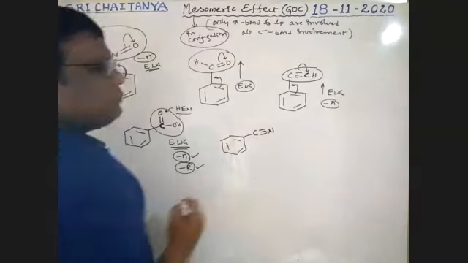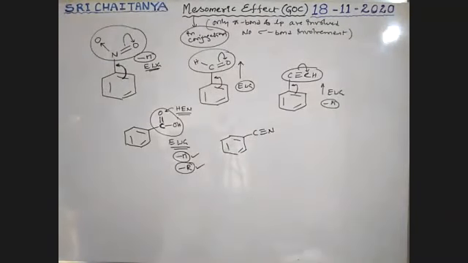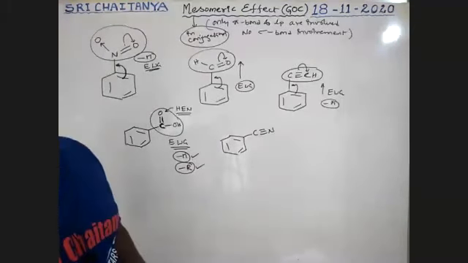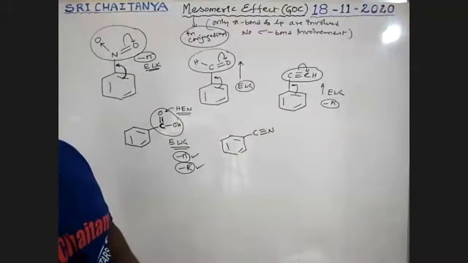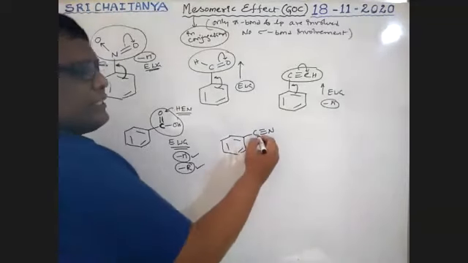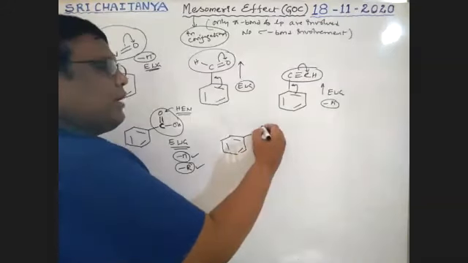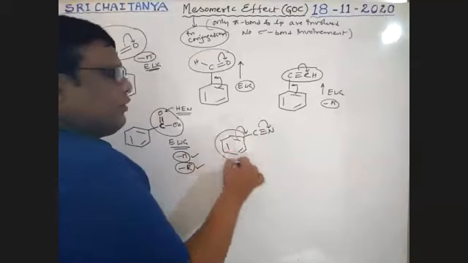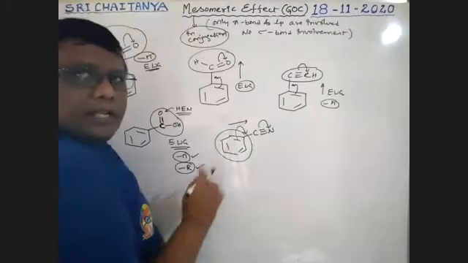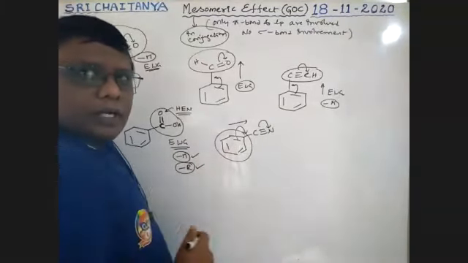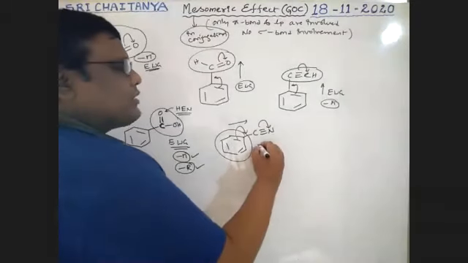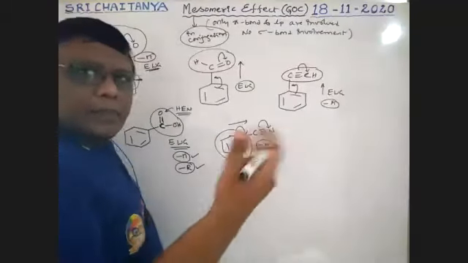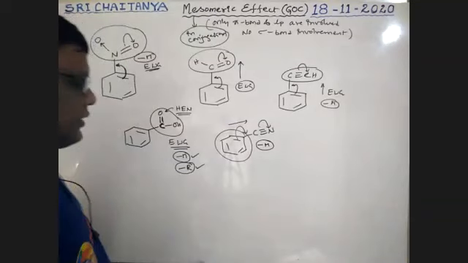CN, cyanide. Is this an electron releasing group or an electron withdrawing group? Yes. See here, this is the atom which is bonded with a highly electronegative element with a pi bond. This pi bond moves towards the nitrogen, that is, away from the benzene ring. Therefore, it is also minus M. Cyanide is minus M.